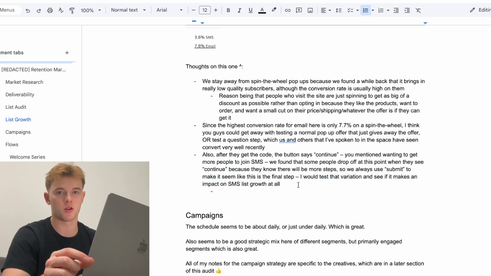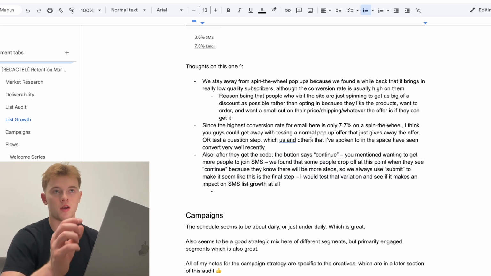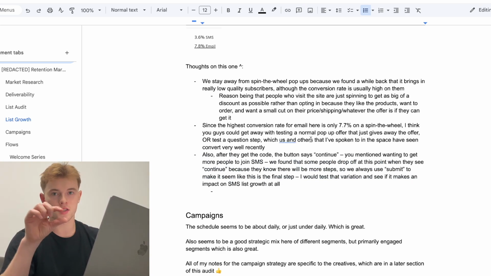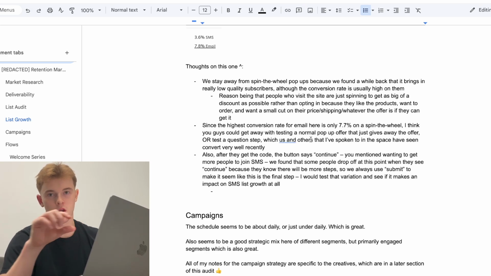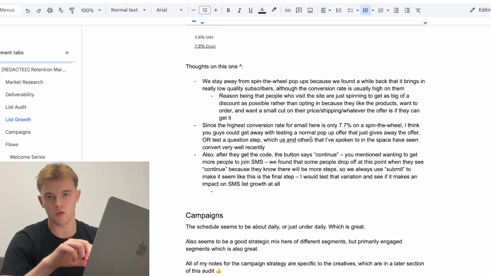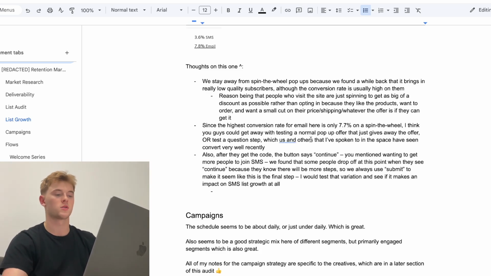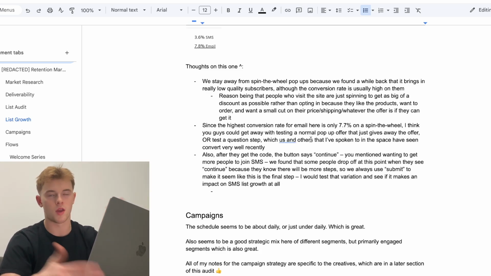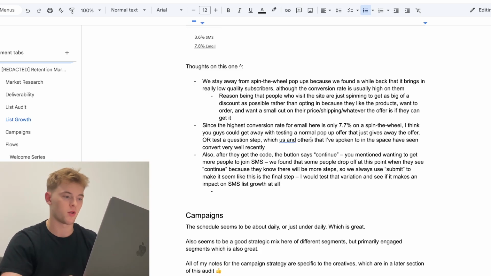Another quick tip that I'll drop in here that's not actually on the audit is that the no text on your opt-in form should not just be no thanks. It should be no thanks, I'll pay full price, or no thanks, I'll pay for shipping, or whatever your offer is. Because it reminds someone, oh yeah, why would I pay full price? You know what I mean?